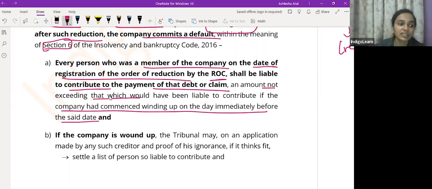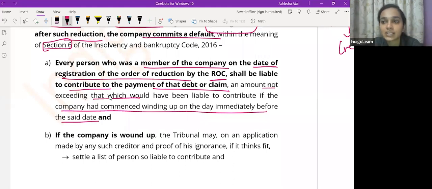So this particular point basically says कि अगर एक creditor का नाम include नहीं हो पाया तो इस situation में जो भी लोग member थे company के, every person who was the member of the company on the date when the order of reduction was registered by the registrar of company, all such members of the company, they'll become liable to contribute for the purpose of payment of that particular debt or claim. But yes, their contribution will not exceed the amount which they would have actually contributed in case of actual winding up of the company. मतलब contribution इनको करना पड़ेगा, but इनका contribution should not exceed the amount which they would have had to contribute in case of actual winding up of the company.